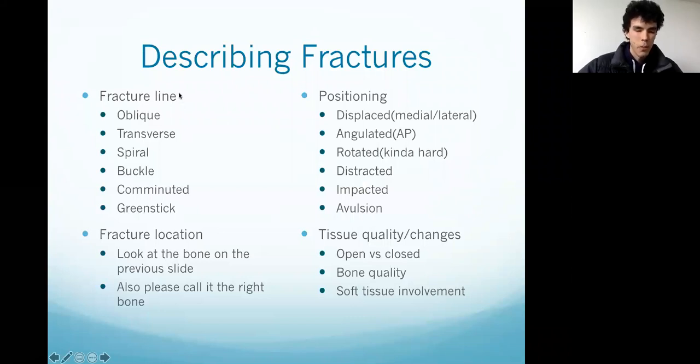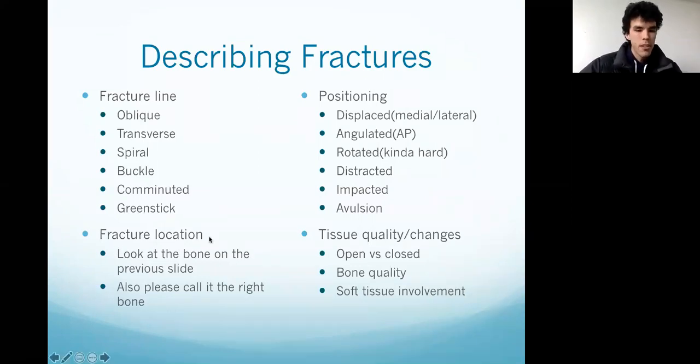So you want to talk about what kind of line the fracture has. Is it oblique, or kind of angled? Is it directly across and transverse? You should know all of these, except maybe comminuted. Comminuted means that the bones essentially have splintered or fragmented. So you have little bits of it around, usually broken into multiple pieces, as opposed to your simple kind of fracture like that.